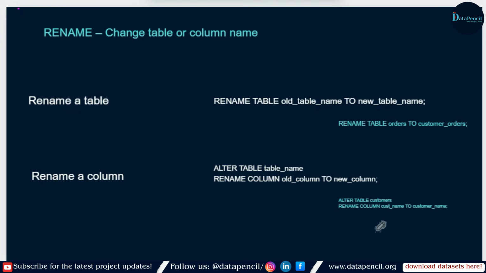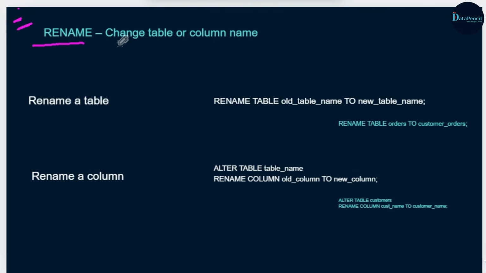So till here you know how to change the table structure and how to change the values inside the table. Now if you want to rename, meaning you want to change the name of the table or the name of the column, for that you have to use this keyword, which is RENAME. Firstly, let's understand how we can rename our table. So RENAME TABLE, then the old table name, then we use the keyword TO, and then provide the new table name that you want.